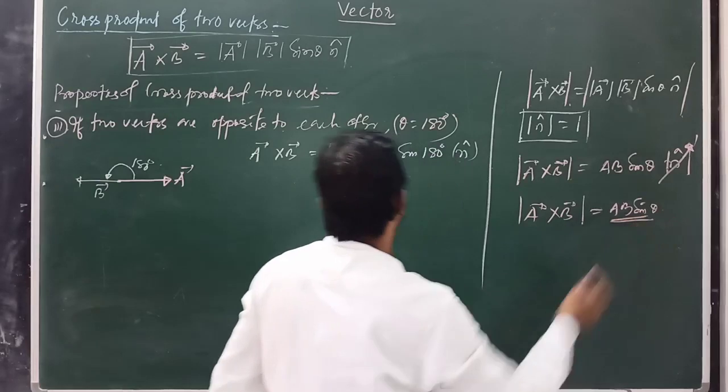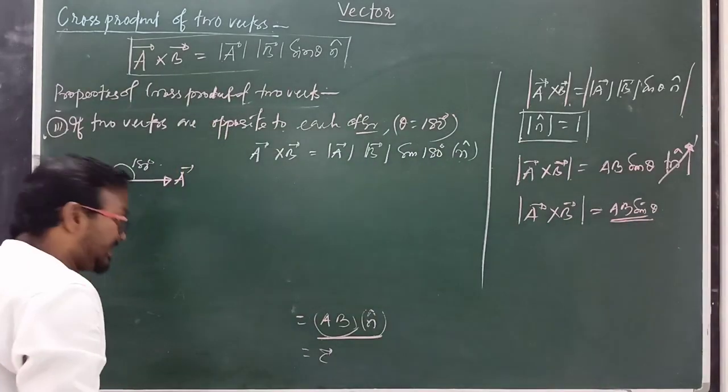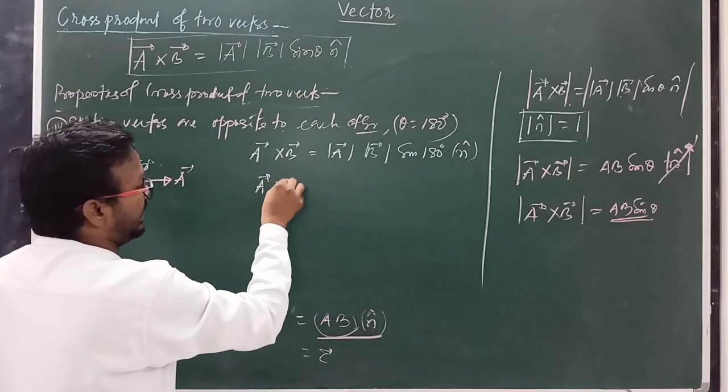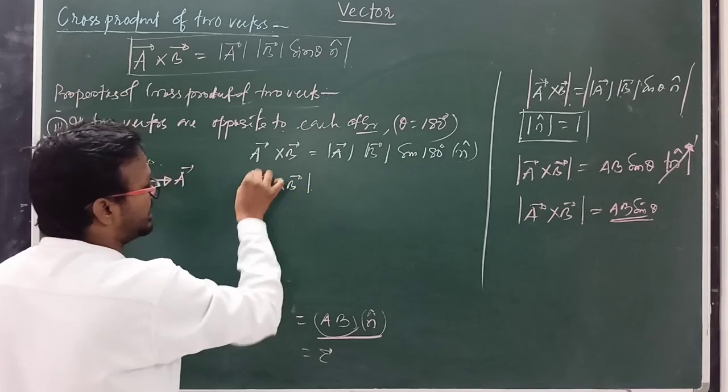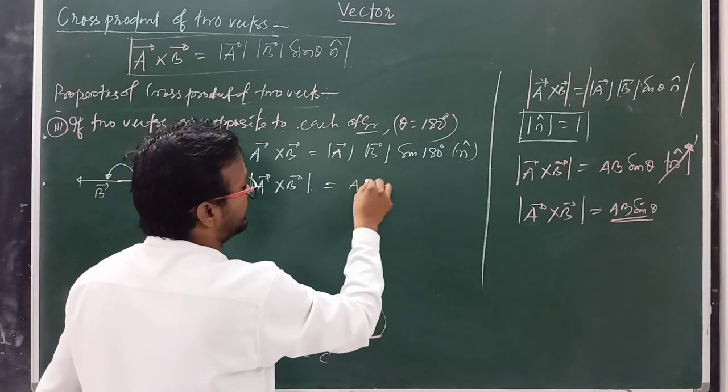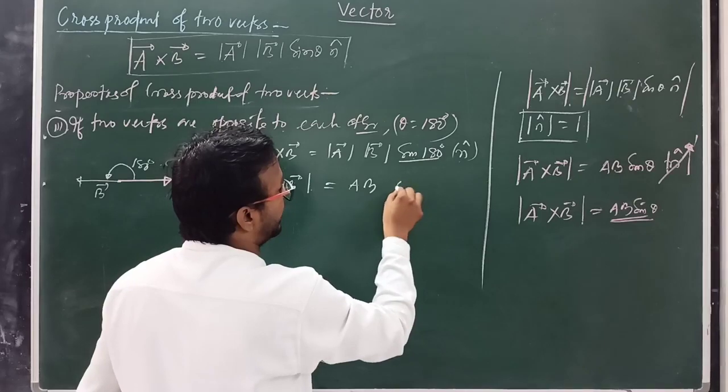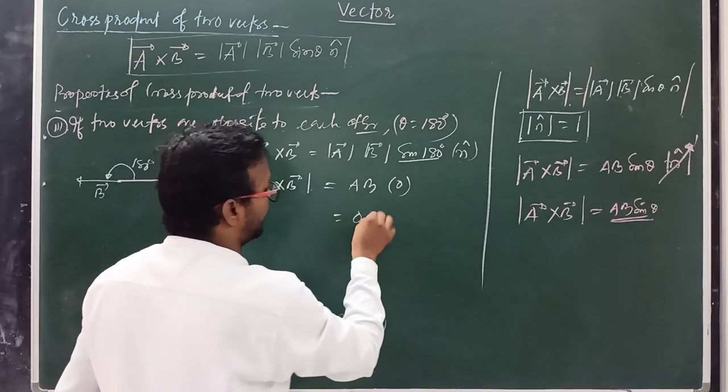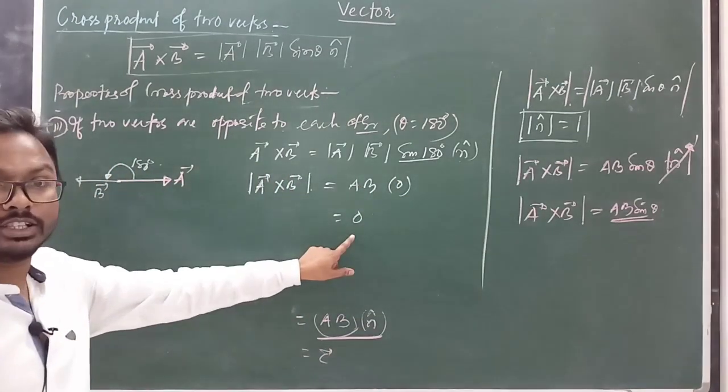So you can write this relation directly here. If we use this relation, then A cross B magnitude equals how much? That is AB sine 180 and 0 here. Then the final answer is 0, not 0 vector.